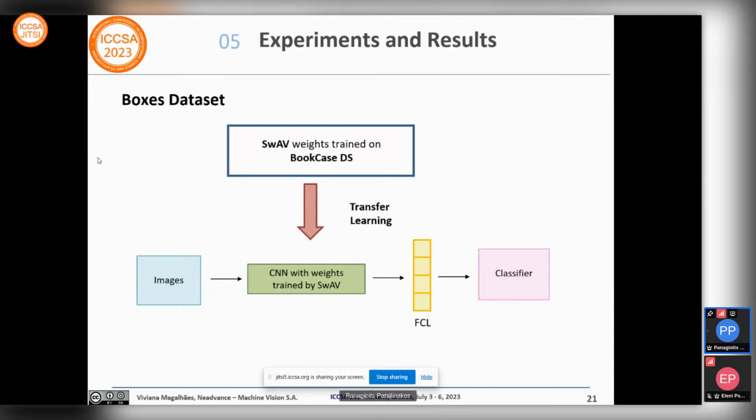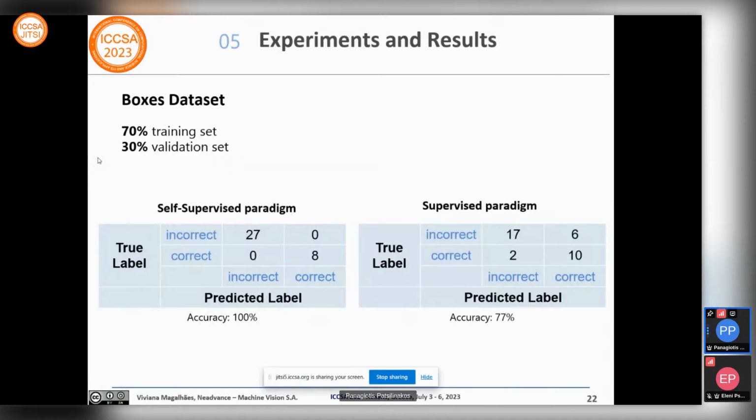Then we tried to apply it to the boxes dataset. Here we did transfer learning. So we used what we learned from the bookcase dataset and applied it, just training the last linear layer on the boxes and trying to figure out the results. We divided 70-30 because this dataset was very small, and if we divided 85-15, we would only have 17 images for validation, and it wouldn't be enough to see the performance of the model.